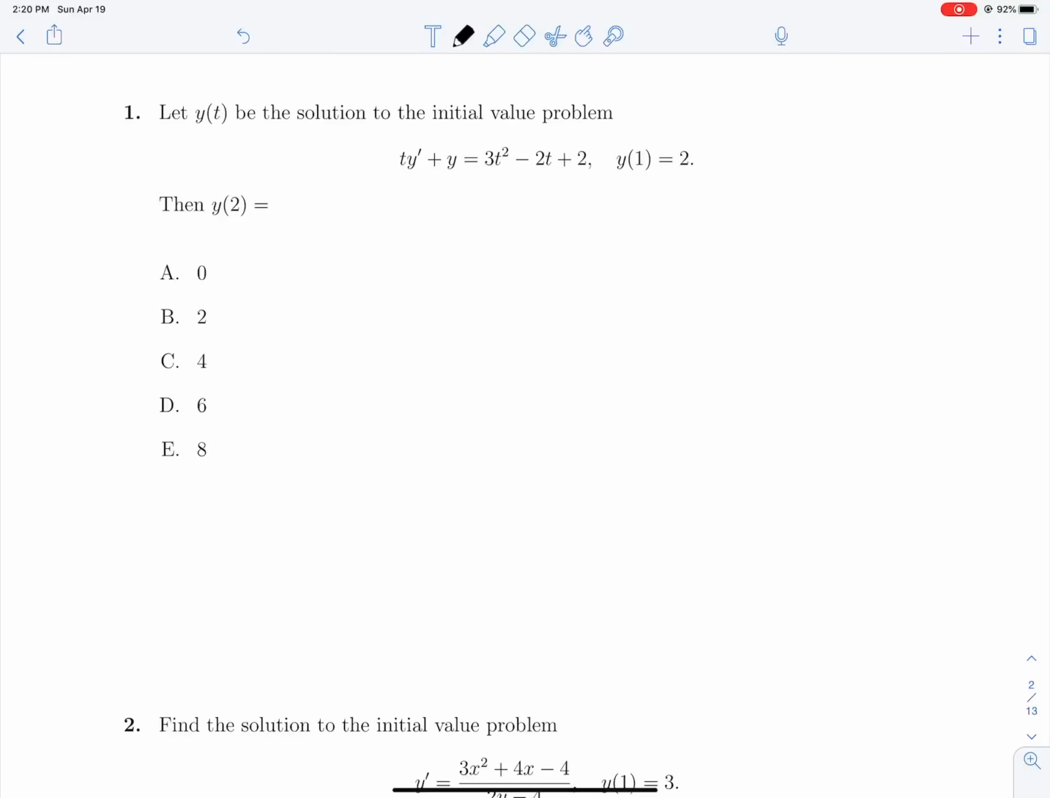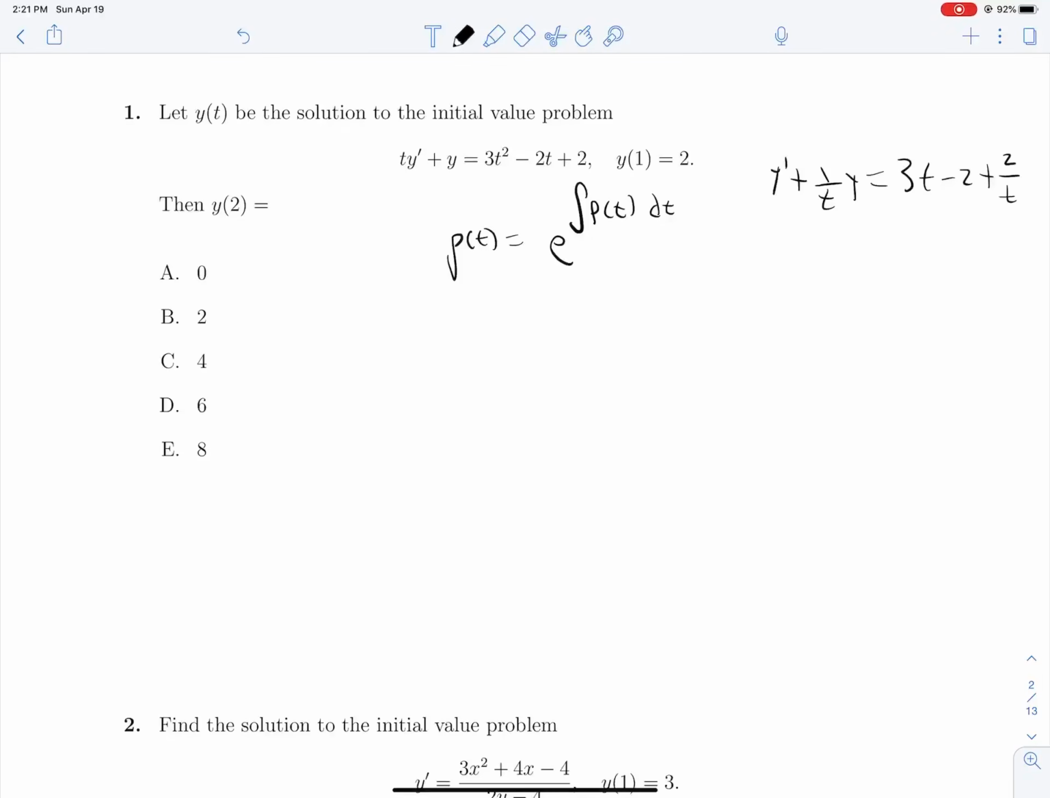Let y of t be the solution to this initial value problem. We're looking for y at 2. So we're going to use an integrating factor here, and we know that our integrating factor rho of t is equal to e to the integral of p of t dt, where p of t is the coefficient in terms of t attached to our y, as long as the coefficient on y prime is 1. So dividing this t out, we'll get y prime plus 1 over t y is equal to 3t minus 2 plus 2 over t.